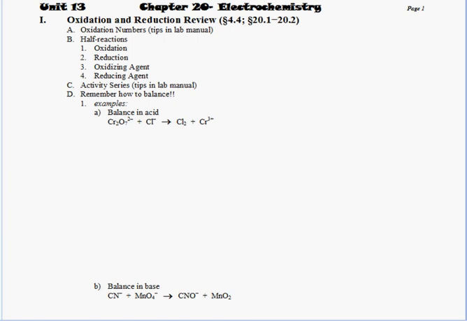So we are on our very last unit in AP Chem, and that is on electrochemistry. So let's start out just doing a little bit of review. This is actually way back from Unit 3. So the very first thing that we want to do is we just want to remind ourselves what oxidation numbers are.